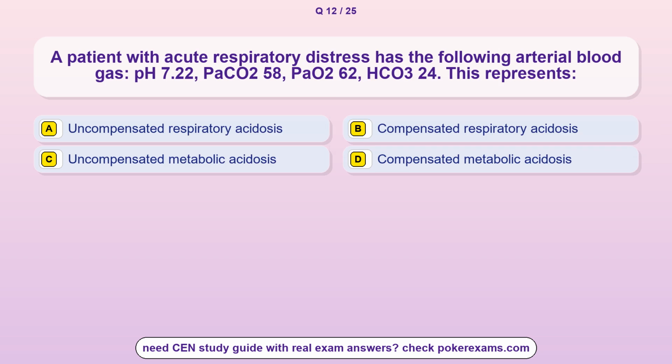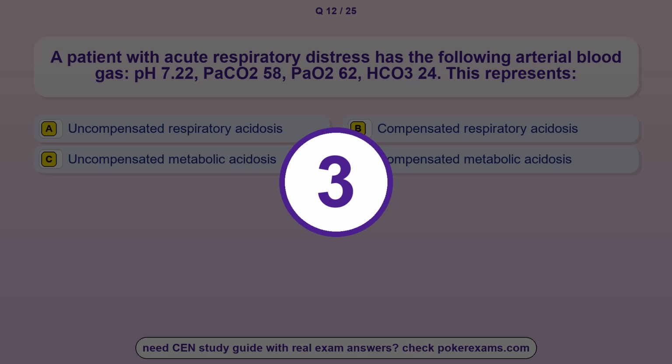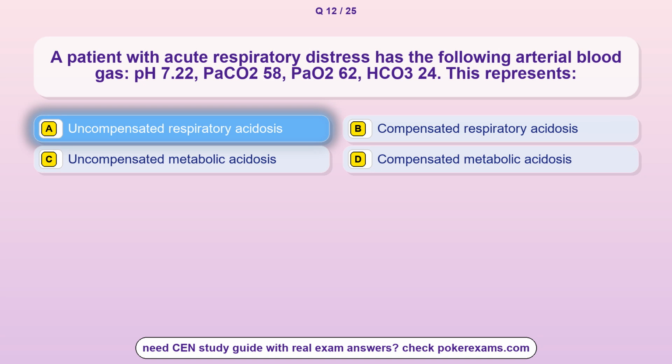Question 12. A patient with acute respiratory distress has the following arterial blood gas: pH 7.22, PaCO2 58, PaO2 62, HCO3 24. This represents option A, uncompensated respiratory acidosis. Option B, compensated respiratory acidosis. Option C, uncompensated metabolic acidosis. Option D, compensated metabolic acidosis. The correct answer is option A, uncompensated respiratory acidosis.